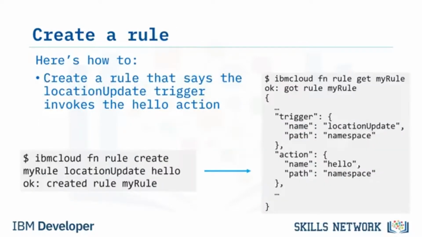Assume that an action which displays a greeting is already created. You can hook up your newly created trigger to invoke that action. The create rule command requires three options: the name of the rule, the trigger, and the action. Getting the rule shows the trigger and the action bound by this rule.